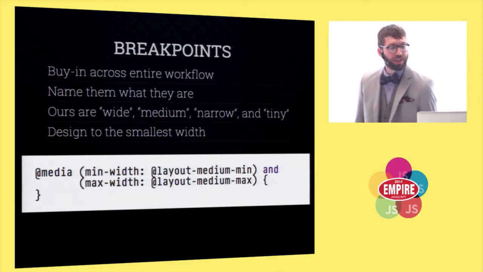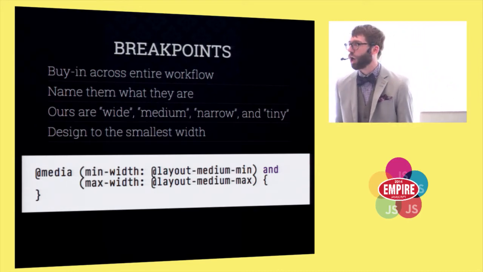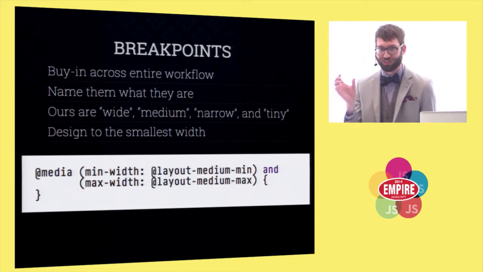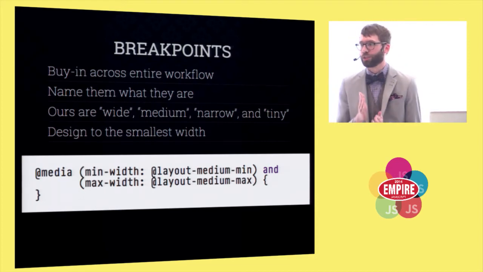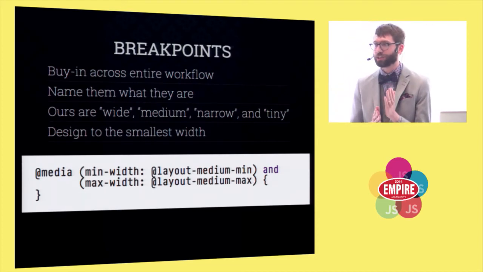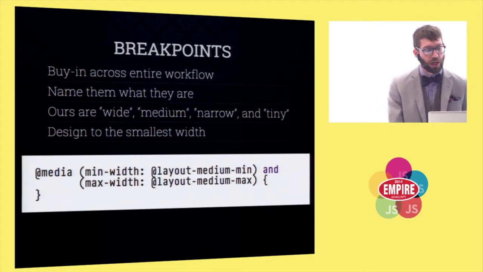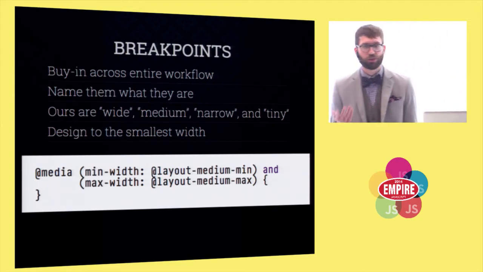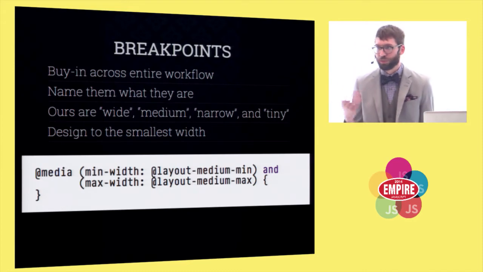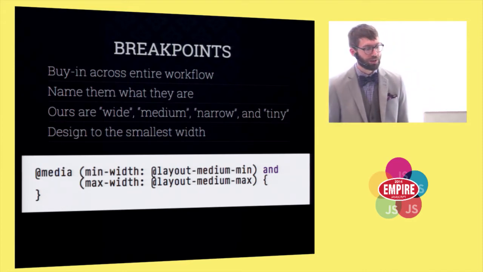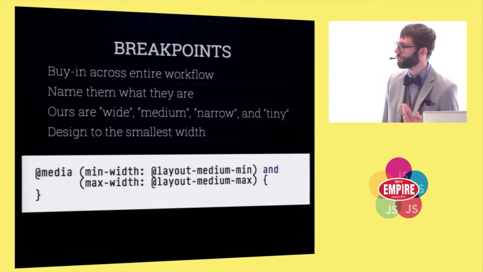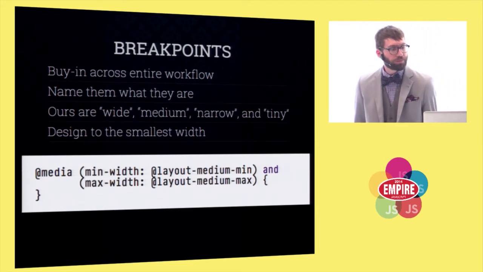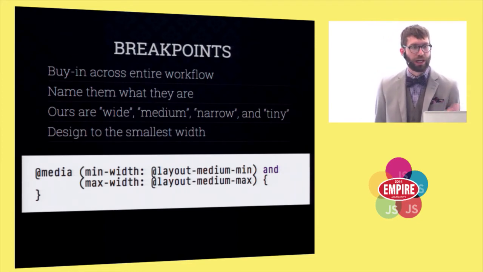It's also important with breakpoints to name them what they actually are. I've seen .tablet refer to fixed pixel widths and .mobile refer to fixed pixel widths. Again, we're not making assumptions about device here. We're actually addressing resolution on its own merit. For us, we have wide, which is 1024 and above. That corresponds to most desktop browsers and the iPad in landscape. We have medium, which is 768 to 1023. That corresponds to a portrait iPad. And we have narrow, which is 480 to 767, and tiny, which is below 480.